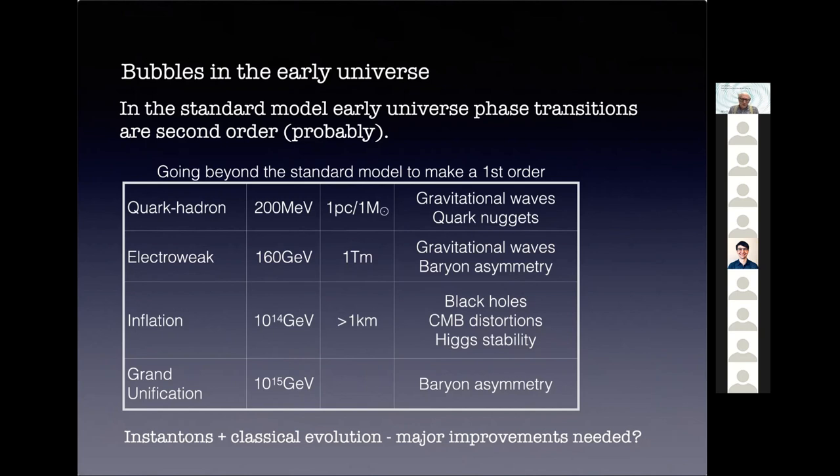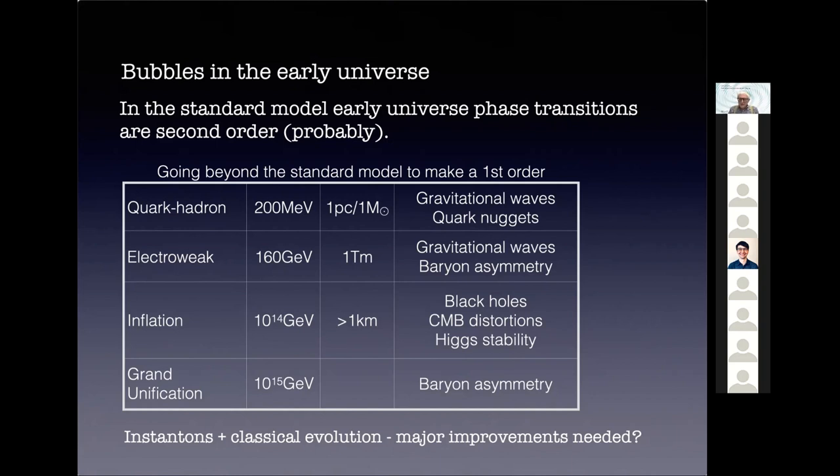Inflation, well, the standard slow roll inflation is a second order transition, but you can bolt on first order transitions during inflation. In fact, the very first paper I worked on, when I was a PhD student, was on colliding bubbles in inflation to form black holes. You could also have bubbles forming CMB distortions, which is something that people in this consortium have analyzed. There's also a possibility that the Higgs could decay catastrophically during inflation. That's something I've worked on with Ruth Gregory.